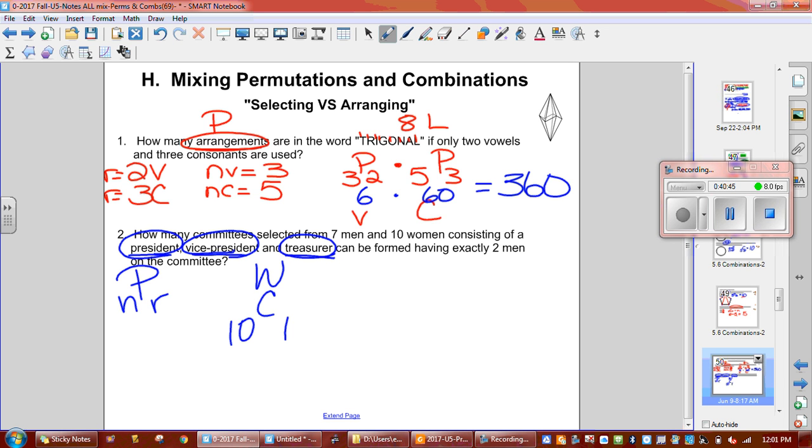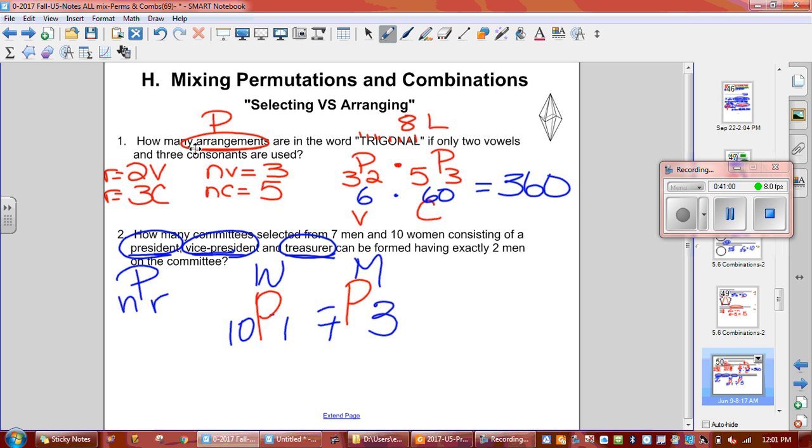So 10 pick 1, that gives you 10, and 7 pick 3, that gives you 42. You're going to multiply your totals and get 420 different selections of those 3 rankings.